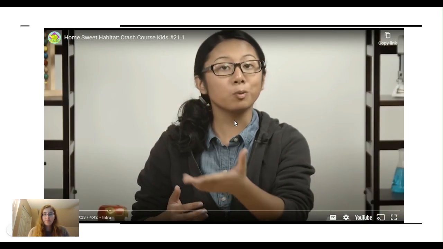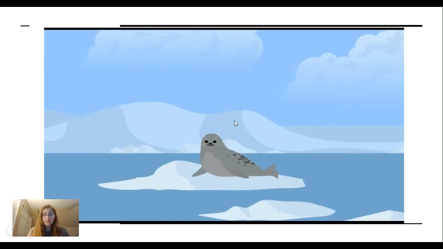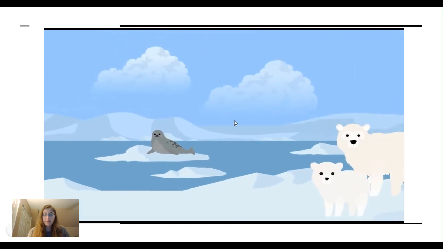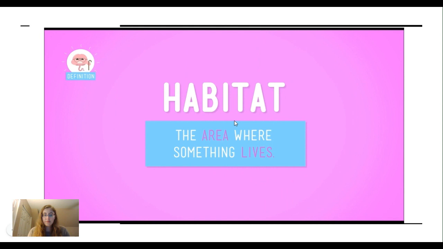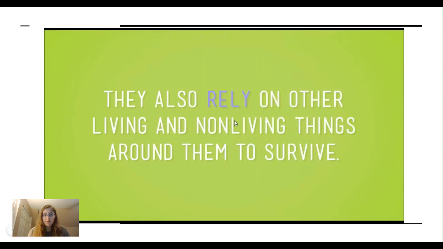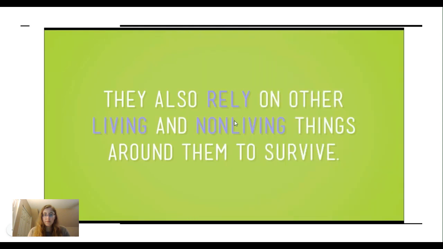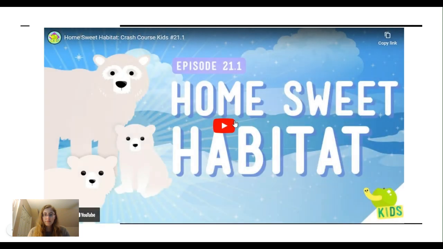Well, it's because he's not where he belongs. There aren't any tasty seals to eat, no cold water to enjoy, and no snow to sleep in. The desert isn't his habitat. You know that a habitat is the area where something lives. But from polar bears to porcupines, animals don't just need a place to live. They also rely on the other living and non-living things around them to survive. And life looks different in different places around the world.